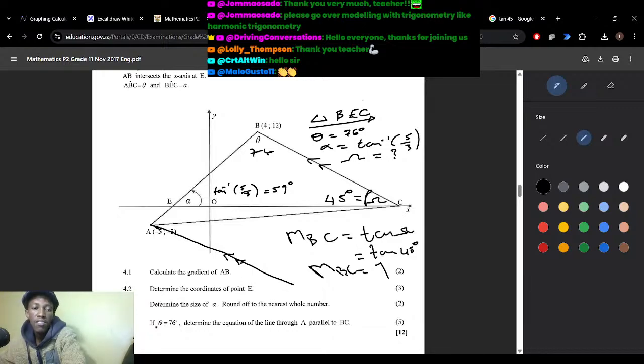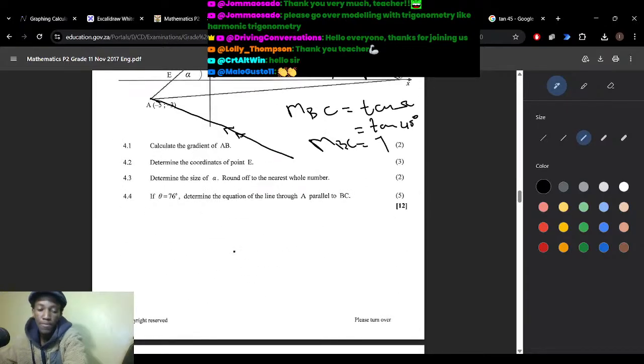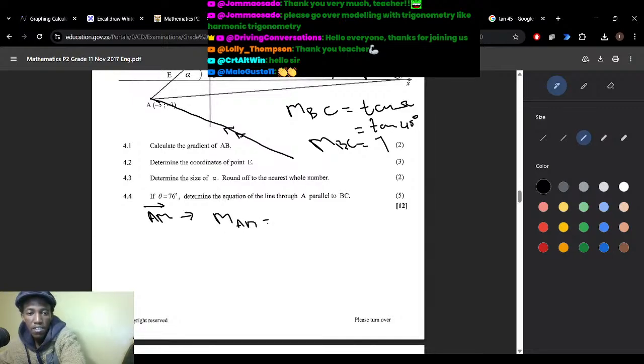Right. But now the question is, let's determine the equation of a line through A parallel to BC. Okay, let's give this line a name. Let's call it AM, for lack of a better letter. So line AM, we know its gradient is 1.